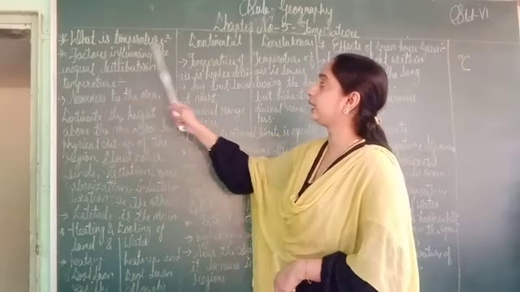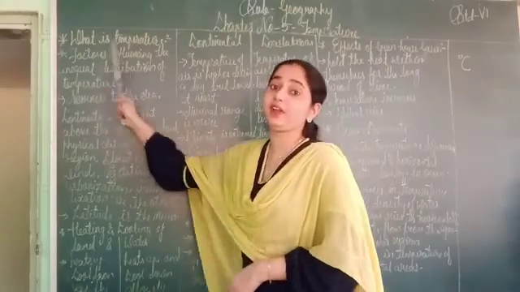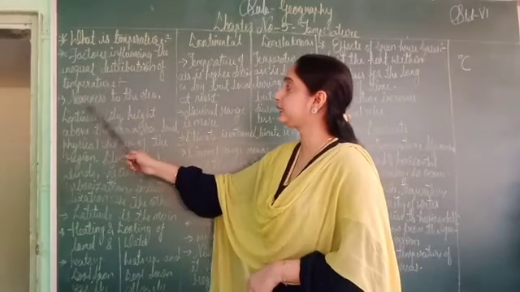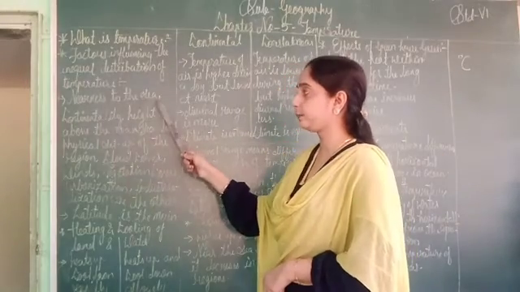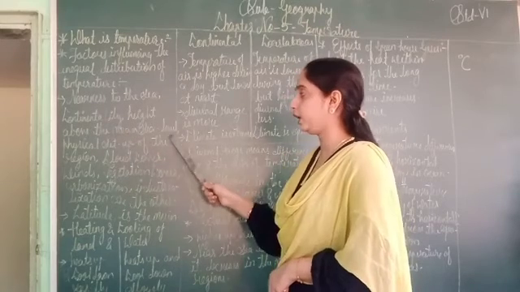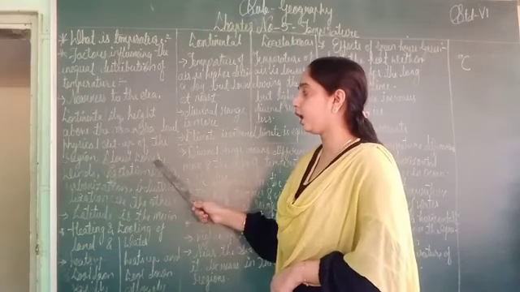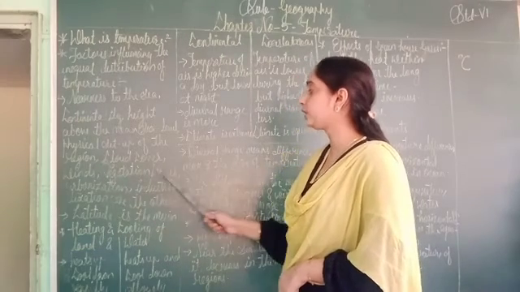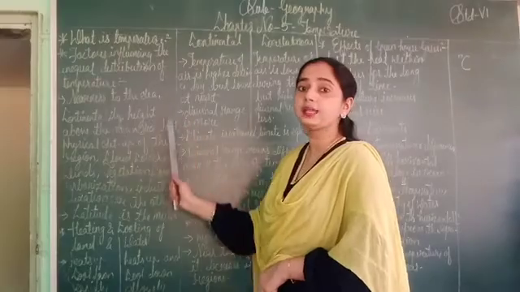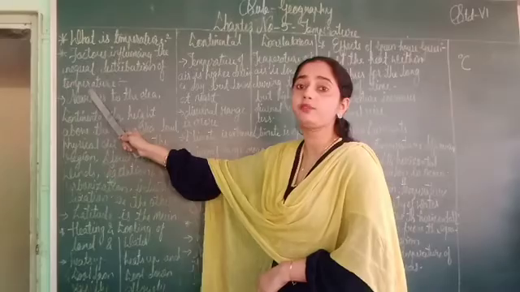Factors influencing the unequal distribution of temperature. What are the factors that influence the temperature? Here it is: nearness to the sea, continentality, height above the mean sea level, physical setup of the region, cloud cover, winds, vegetation cover, urbanization, industrialization are the other factors related to the unequal distribution of temperature.